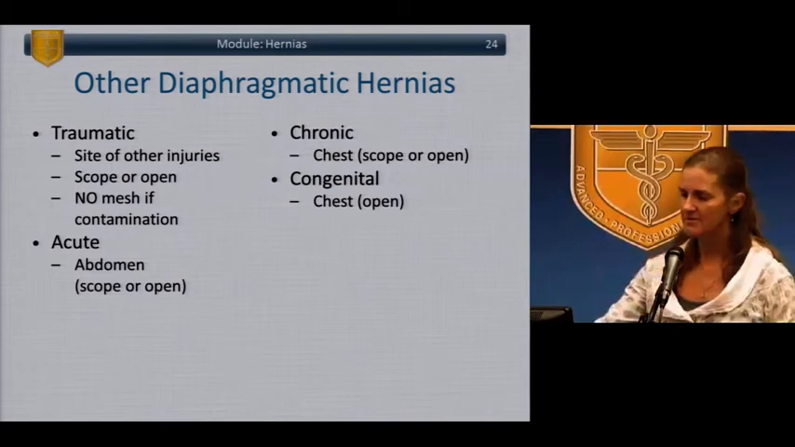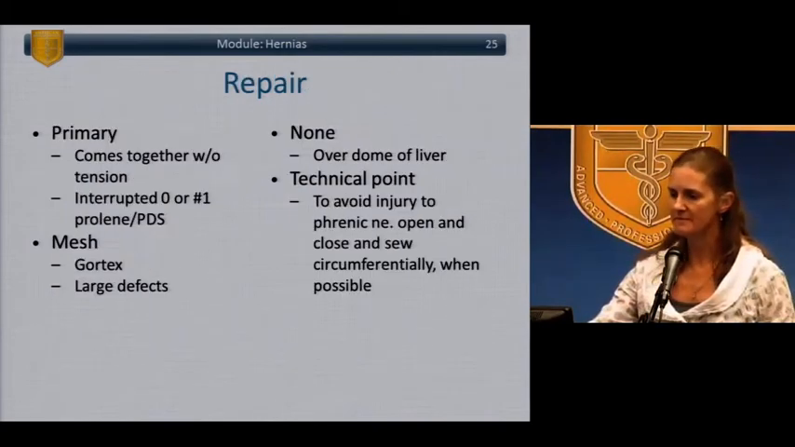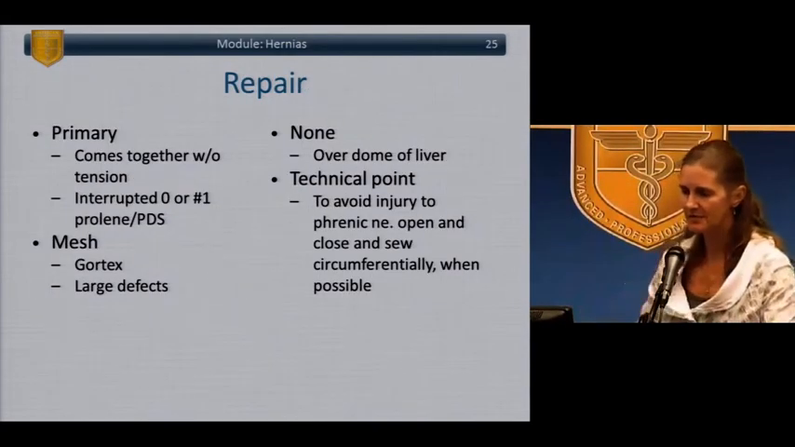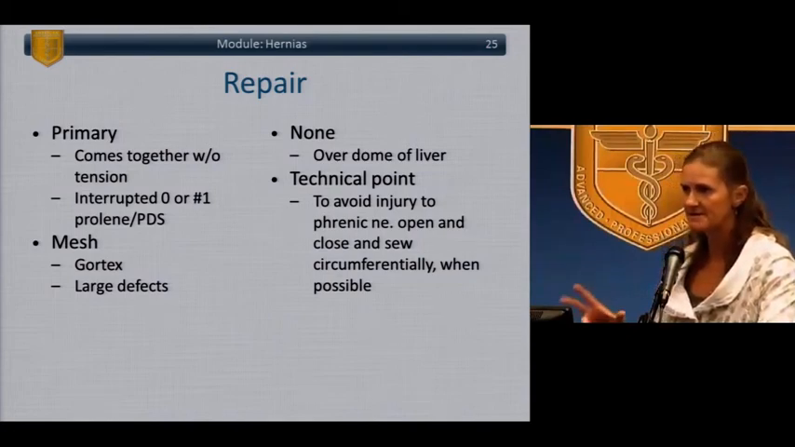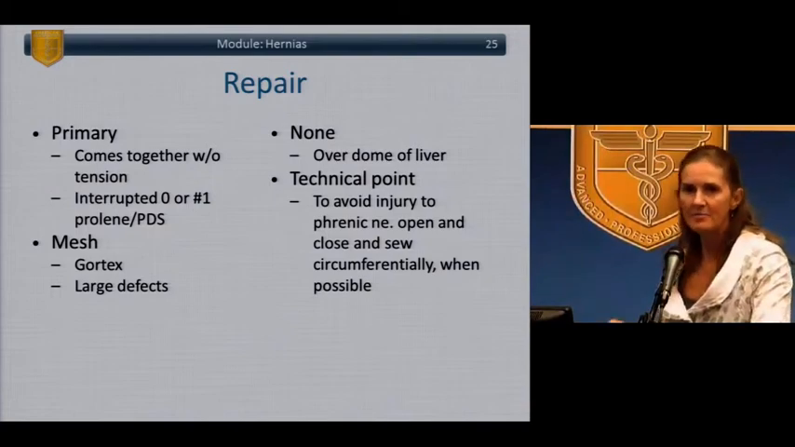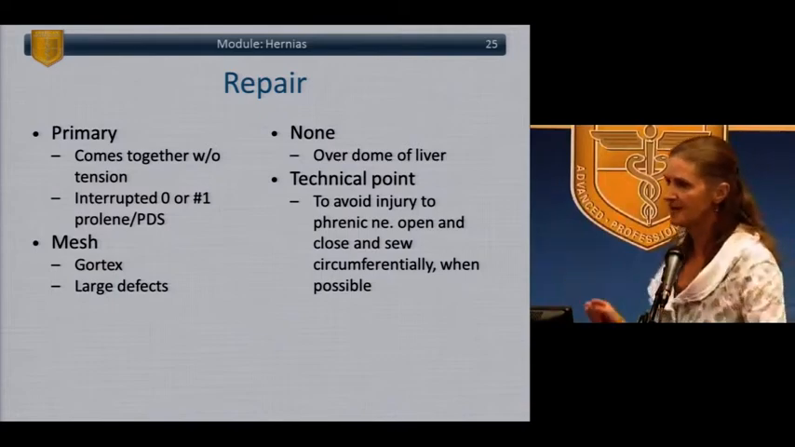Congenital hernias are a little bit different. I have a slide on that, and we'll talk about that in a little minute. It depends. There's really basically two, and it depends on the location and how you manage those. Anytime you're repairing the diaphragm, whether it's related to a chronic or a traumatic injury, you want to try to pull it together, just like with any other hernia.